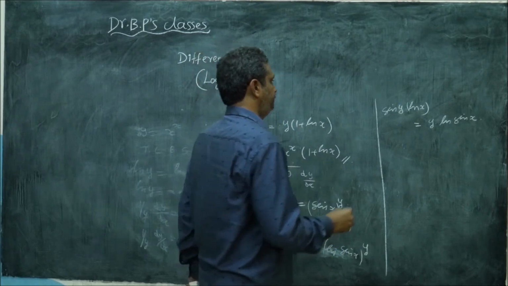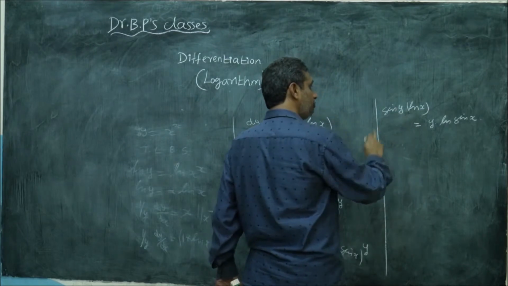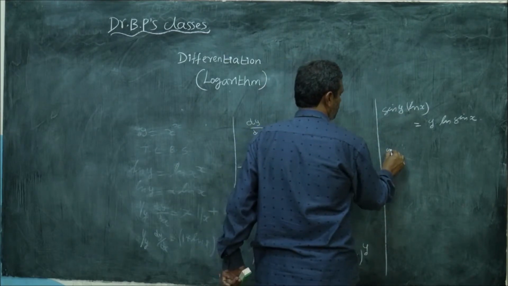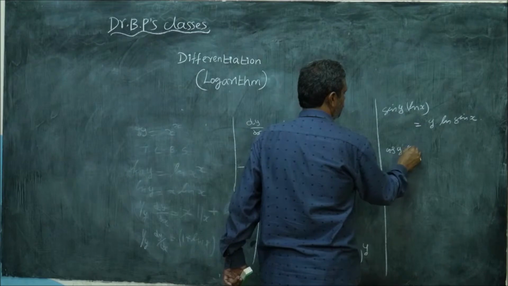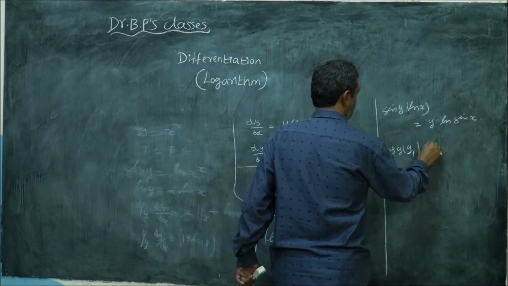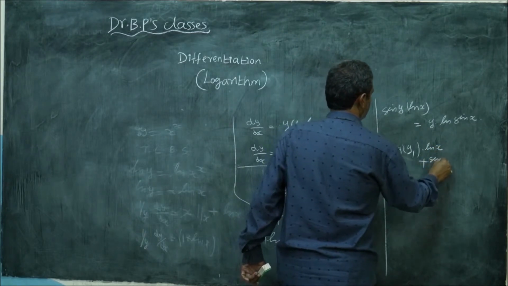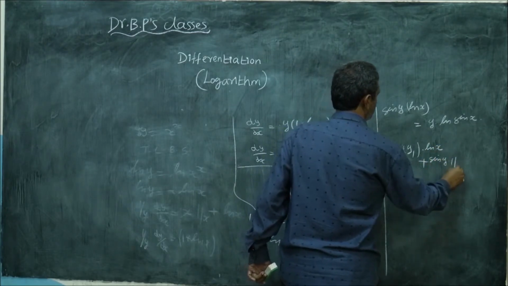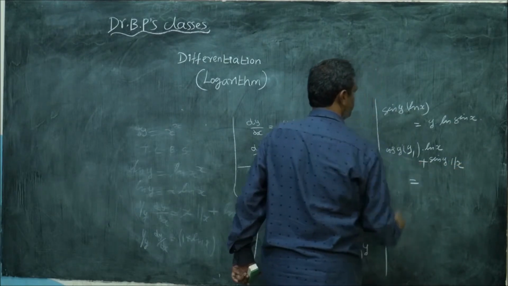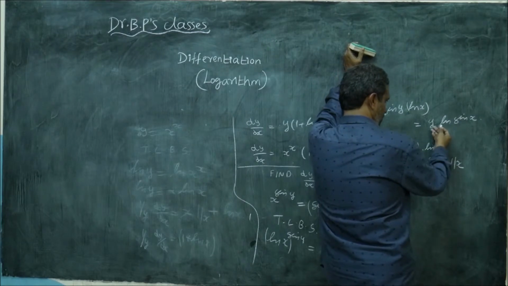Now what will you do? Again use the uv method. y is an implicit function, and the uv method is there. So sin y becomes cos y into y1, or dy by dx, into log x, which you can keep as it is, plus sin y, which you can keep as a constant. Log x differentiation is what? 1 by x. Same story: one factor I differentiate, one factor I leave constant.